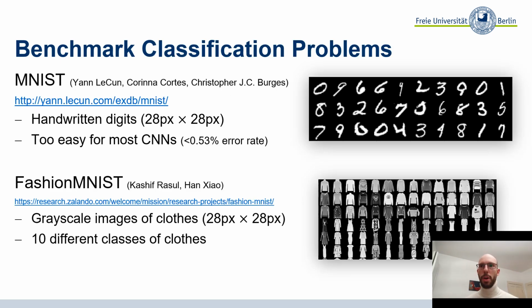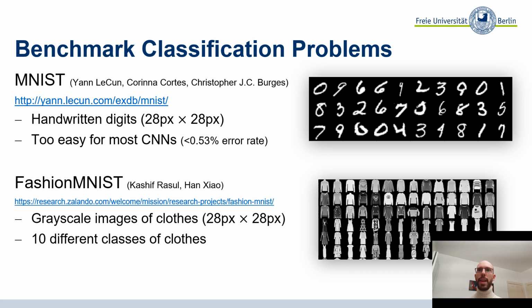Okay, so now let's see what problems we can solve with what we have just learned. First of all, let me present you a few benchmark problems for classification. This one you already know, MNIST. This is the data set that you've been working with. These are just handwritten digits of 28 times 28 pixels. This was a nice problem for a long time, and it's still a nice problem to set up toy models and see if your ideas are working, but it's too easy for most CNNs. Currently there's a CNN leading with less than 0.53% error rate in this MNIST challenge.